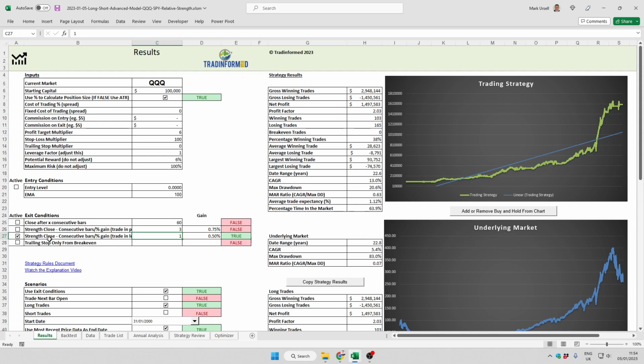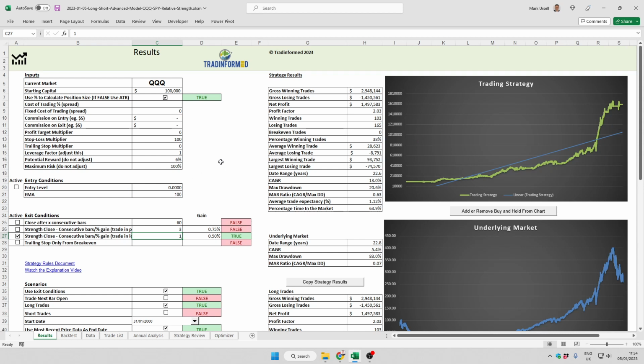However, this particular strength close is only active when the trade is currently a loss. So it works as a backup, as a support, or an alternative to the stop loss. And you can see here the change that it has made to the trading strategy in this case.